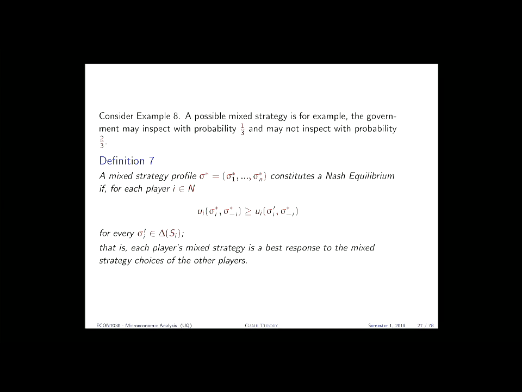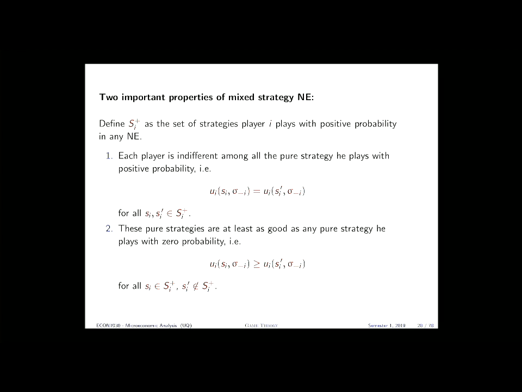Now, what I wanted to say is that this is not rocket science. This is just a very simple notation to eliminate a situation where you get 0 for many strategies. If S plus is that, each player is indifferent among all pure strategies he plays with positive probability. Okay? What does that mean? It means that the intuition is like this.